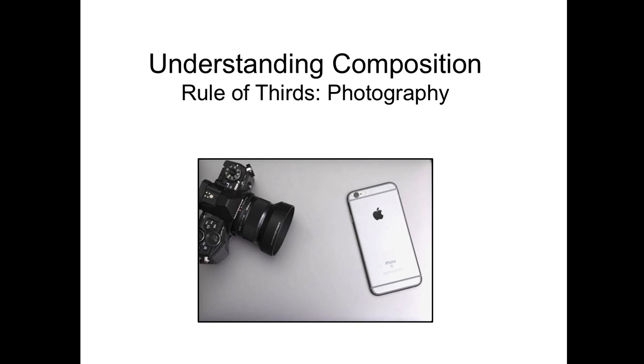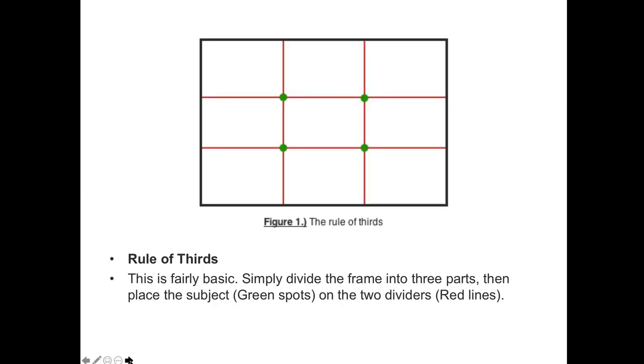Right, today we're going to look at composition, specifically composition we're going to use within your photography. Now, this thing we're going to look at is called the rule of thirds. It's basically the screen, the image, or whatever you're looking at, split into three, both horizontally and vertically, and you can see where the lines cross, where these green dots are.